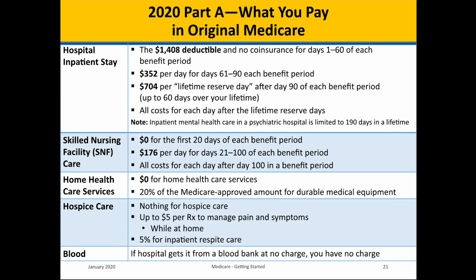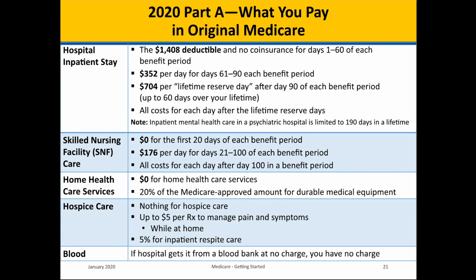So for this year, what you pay in original Medicare for Part A services, for an inpatient hospital stay, I won't go through each one, but there is a $1,408 deductible for days 1 through 60, and then the coverage for additional days below that for skilled nursing care. 0 out-of-pocket costs for the first 20 days, $176 per day for day 21 through 100, and then any days after 100 are the Medicare members' responsibility to pay.